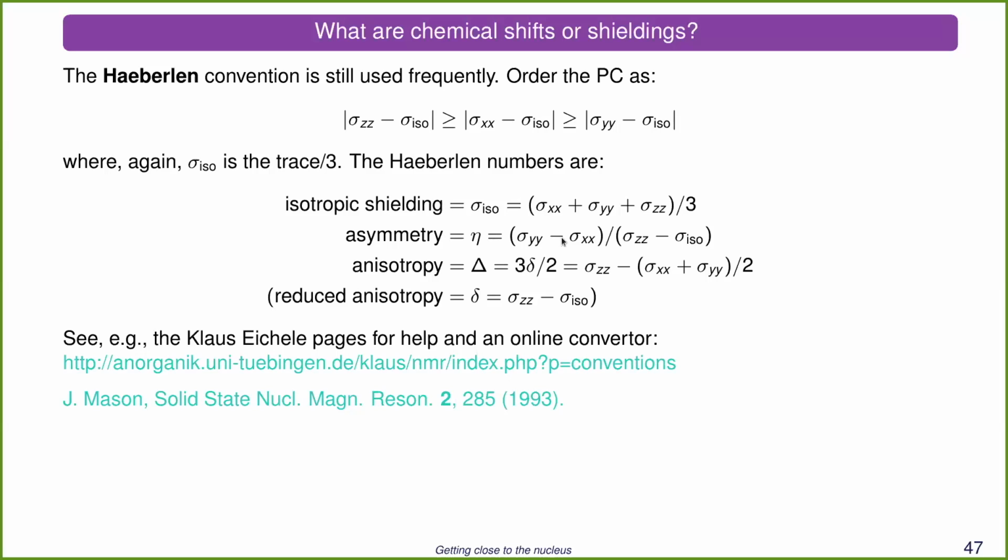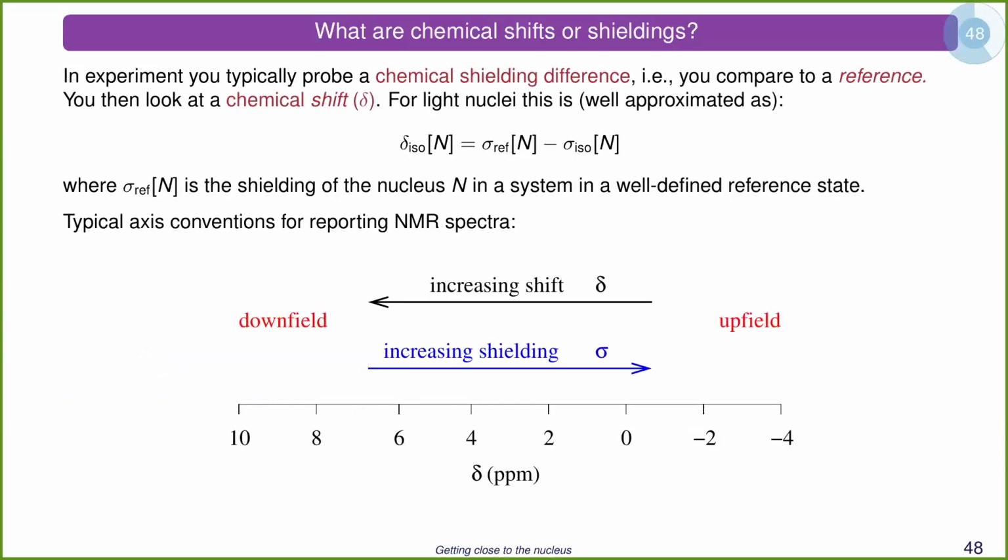And then you talk about an asymmetry parameter and an anisotropy parameter, or if you want to make it a little bit more confusing, talk about the reduced anisotropy. I always find it a little bit confusing, but there are, for example, online helps. This page is very useful, where you just throw it in one convention and get it out in another. Okay, so we have 2 conventions now, and I think now we have to go to shifts.